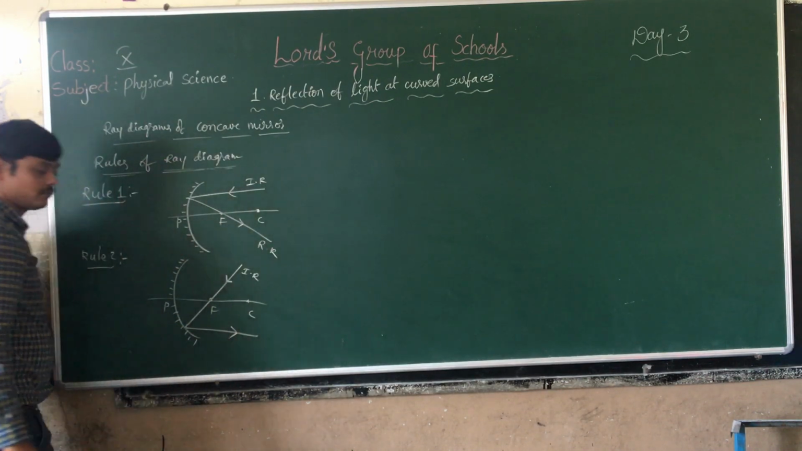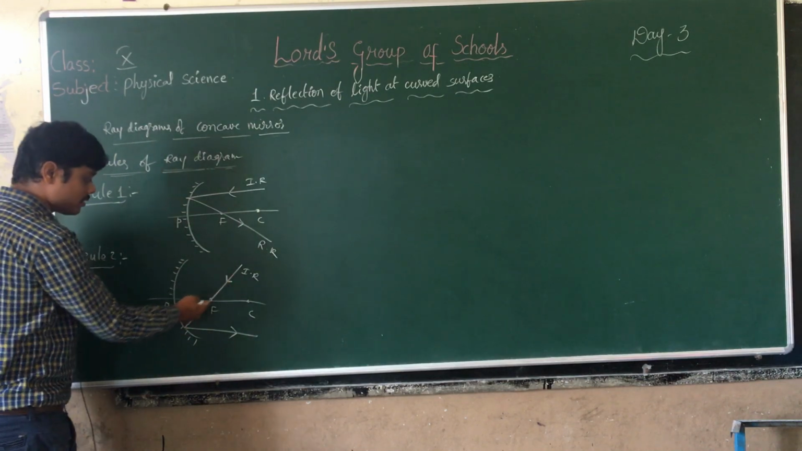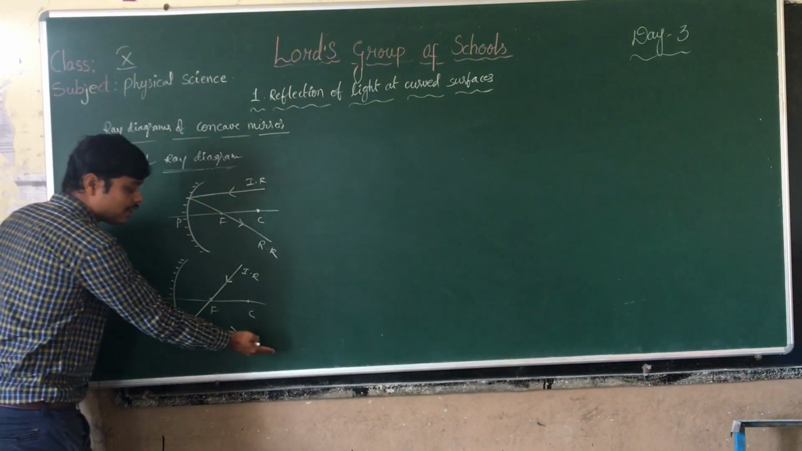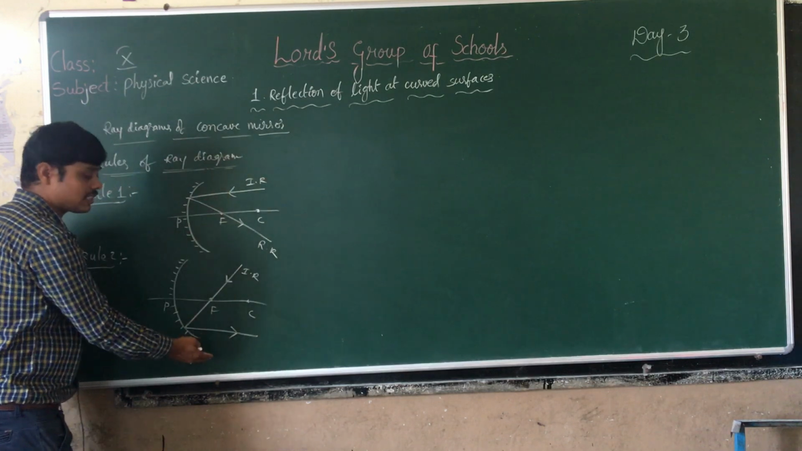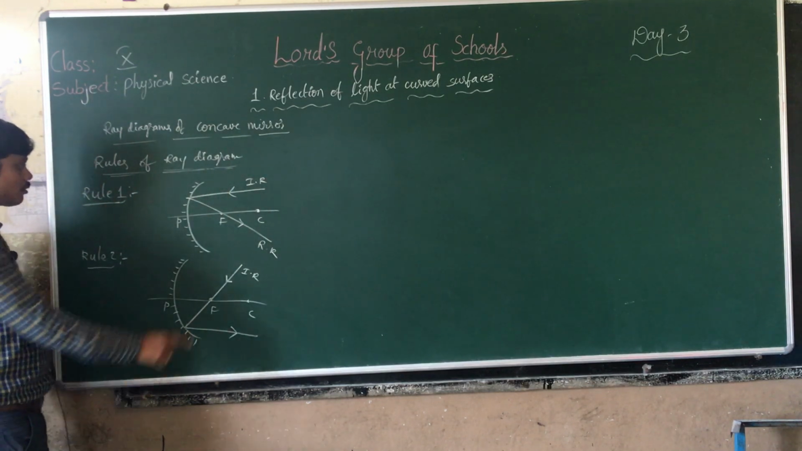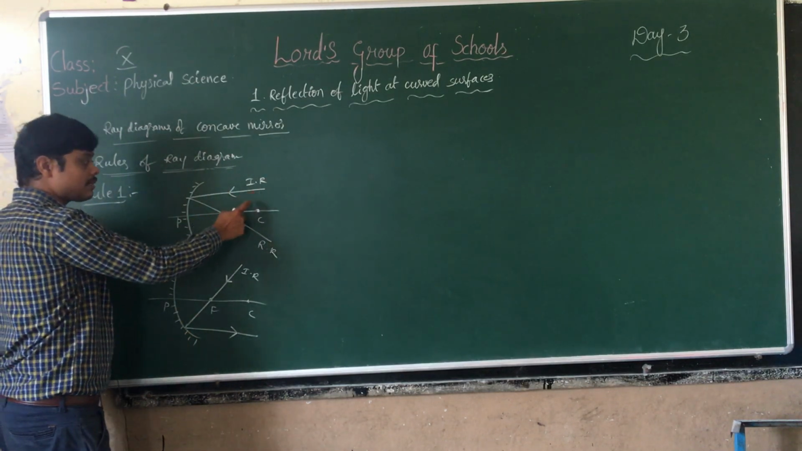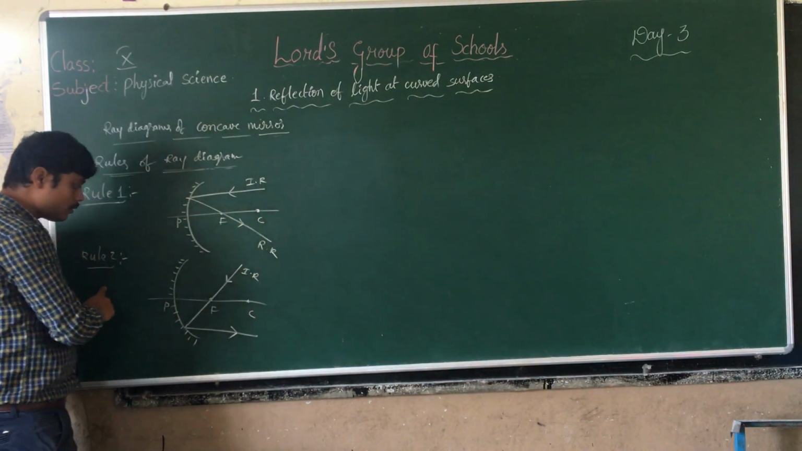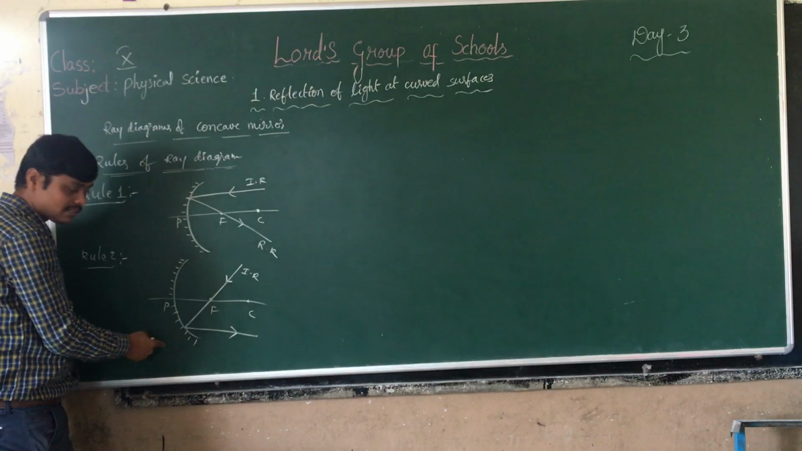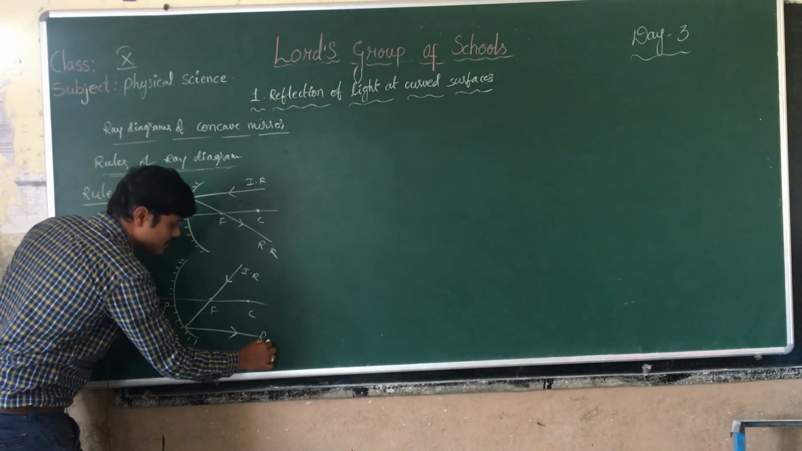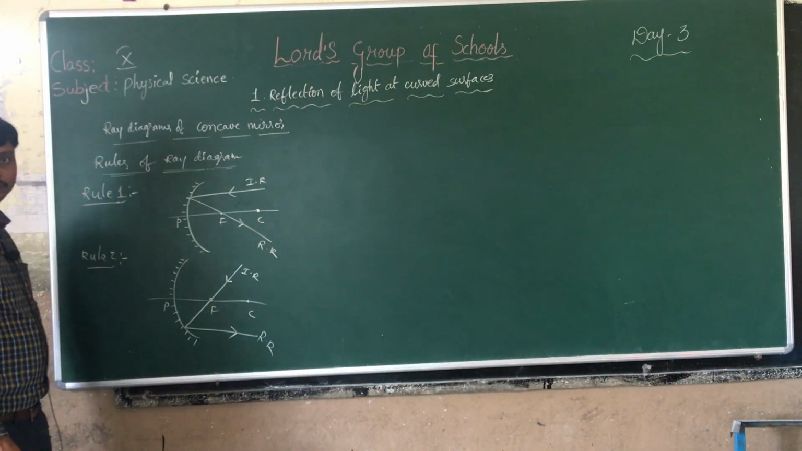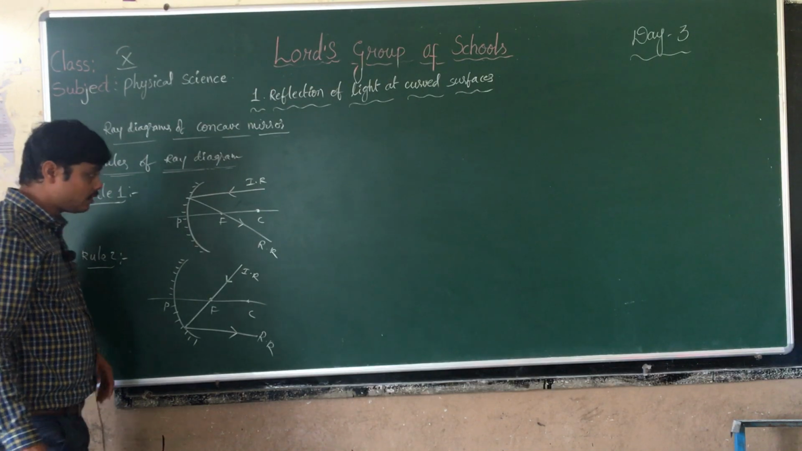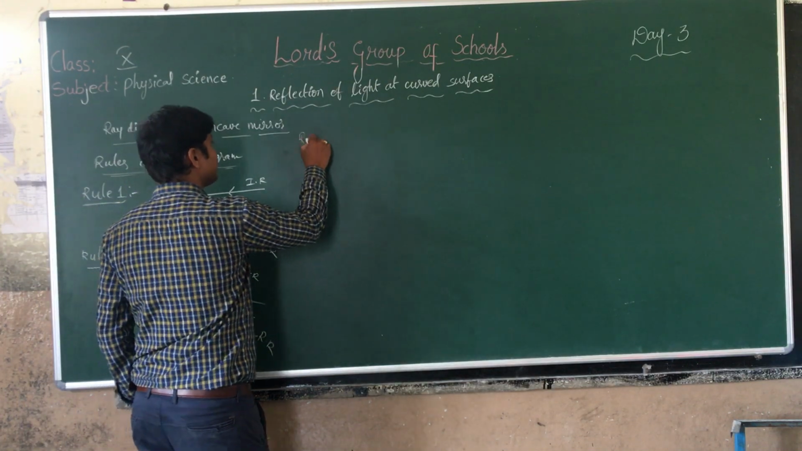Very simple. So your incident ray is passing through focus and the reflected ray will be parallel to principal axis, opposite to the first rule. In rule 1, the incident ray is parallel to principal axis, and the reflected ray will be passing through focus. In rule 2, the incident ray is passing through focus, and the reflected ray is parallel to principal axis. This is the reflected ray. Clear? That is rule 2. So next, let us take rule 3.